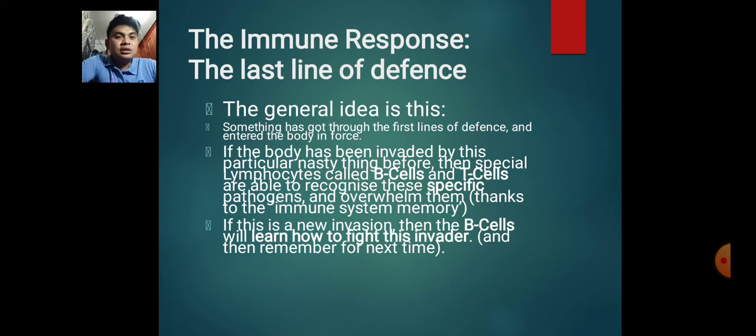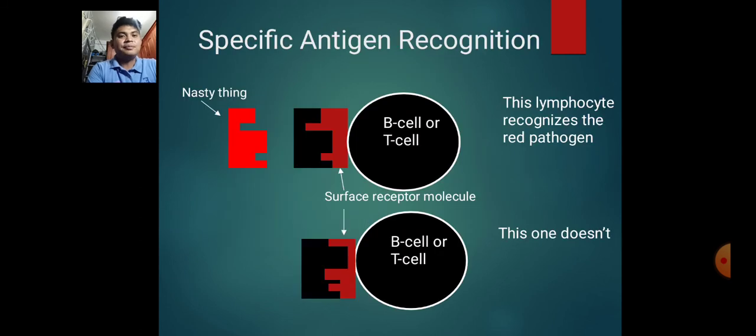The general idea is this. Sabi niya dito, something has got through the first lines of defense and entered the body. If the body has been invaded by the particular nasty thing before, then special lymphocytes called B cells and T cells are able to recognize these specific pathogens and overwhelm them, thanks to the immune system memory. Wow. If this is a new invasion, then the B cells will learn how to fight this invader, and then remember for next time. Specific antigen. Yan, makikita po natin.